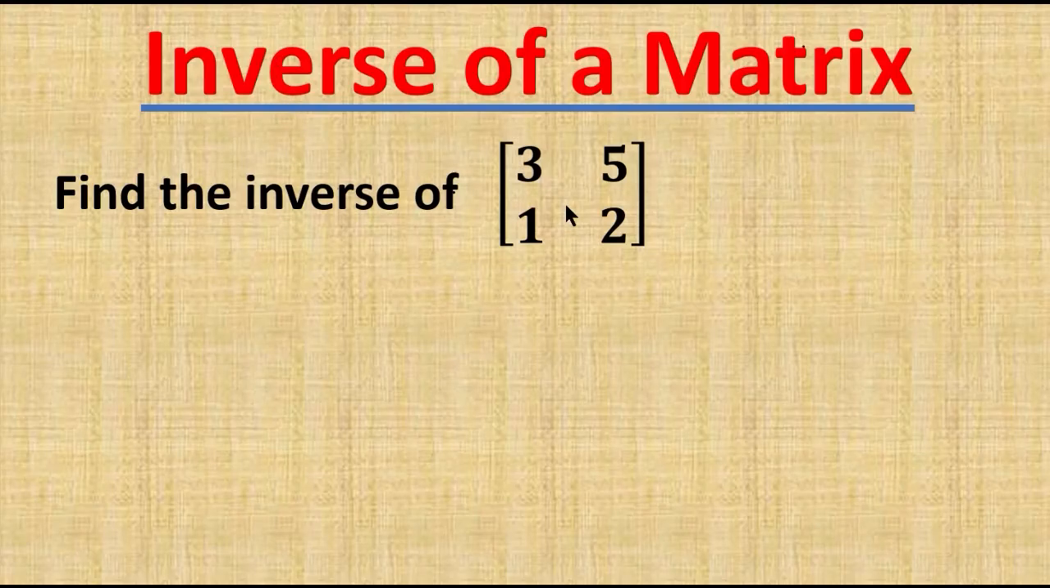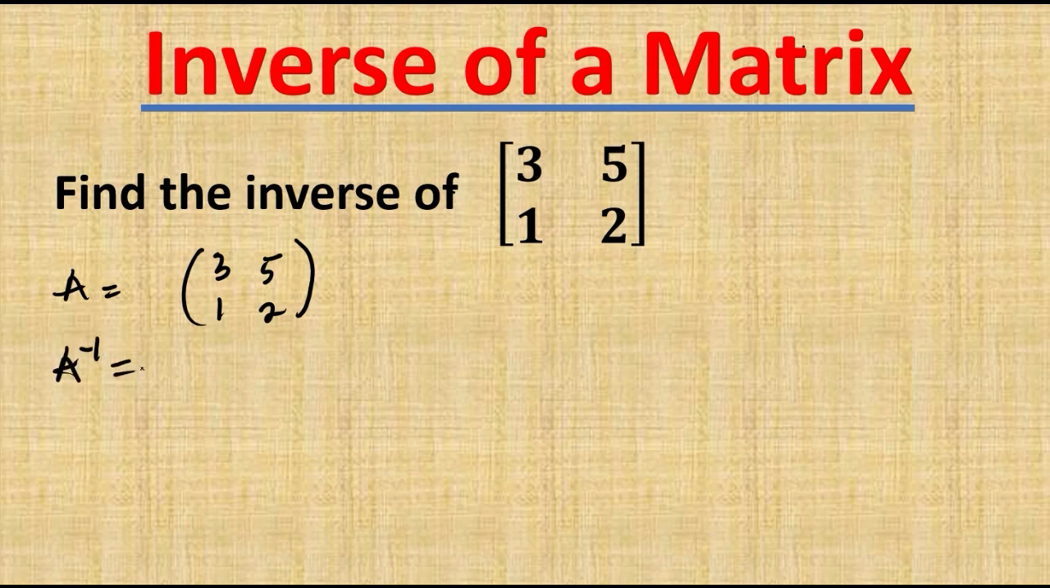In this lesson, we'll be finding the inverse of this matrix A. Matrix A says we have 3, 1, 5, and 2. Now the formula for finding the inverse of a 2 by 2 matrix is given as A inverse is equal to 1 all over AD minus BC into D, minus B, minus C, and A.